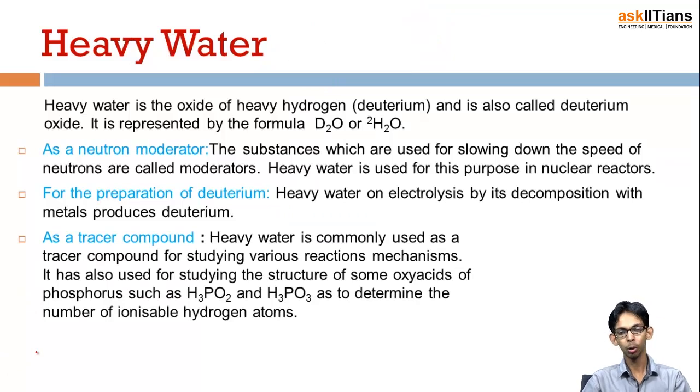Now the next use is that it is used as a tracer compound. Heavy water is commonly used as a tracer compound for studying various reaction mechanisms. It is also used for studying the structure of some oxo acids of phosphorus like H3PO2 and H3PO3, so as to determine the number of ionizable hydrogen atoms.